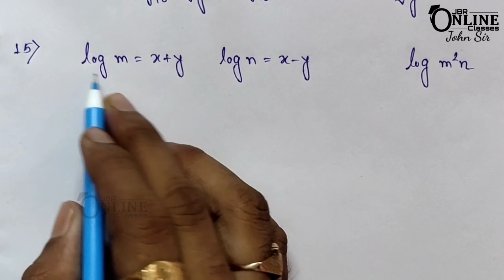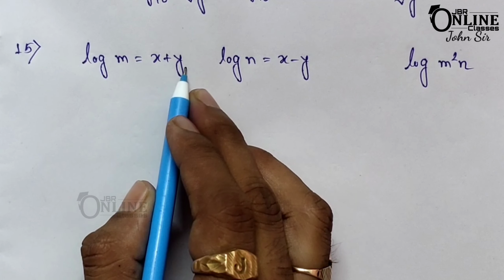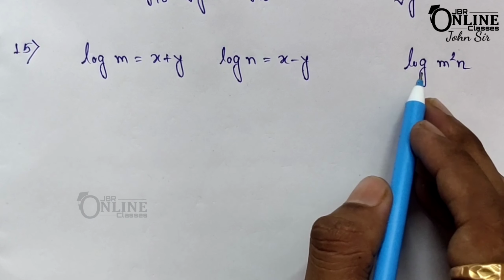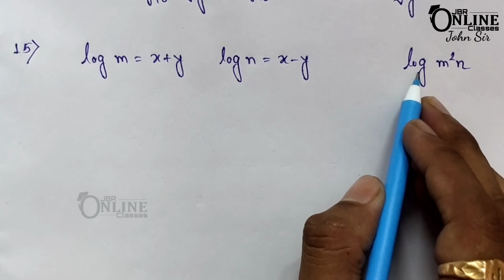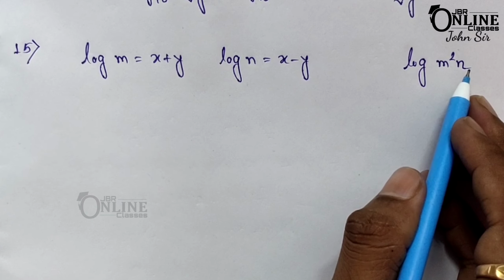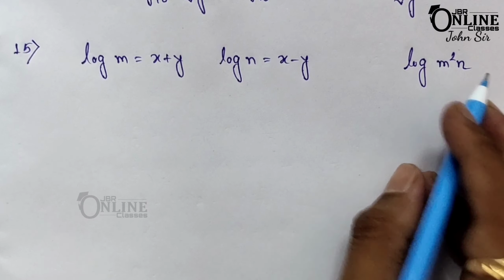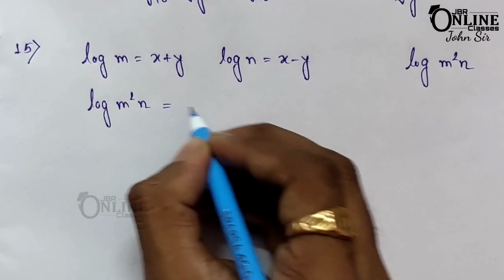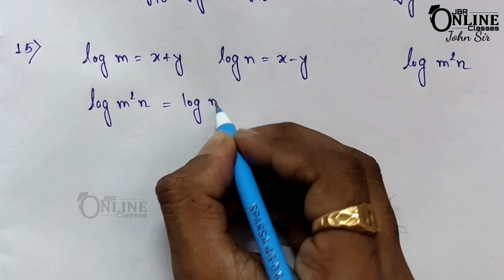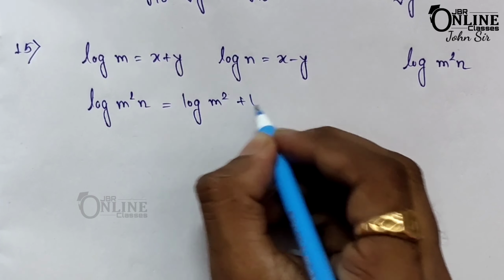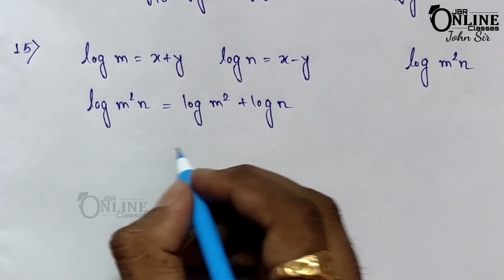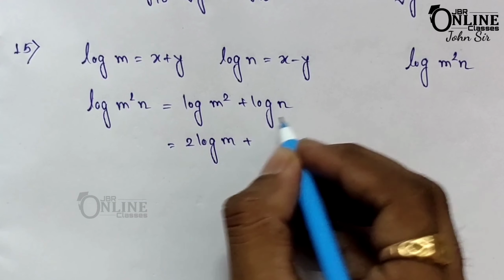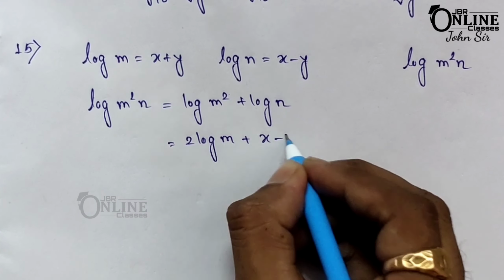Sum number 15. Log m equals x plus y. Log n equals x minus y. Express the value of log m square n in terms of x and y. So first write down log m square n. Now log m square n means log m square plus log n. Okay. Now log m square means 2 log m, and instead of log n write down x minus y.